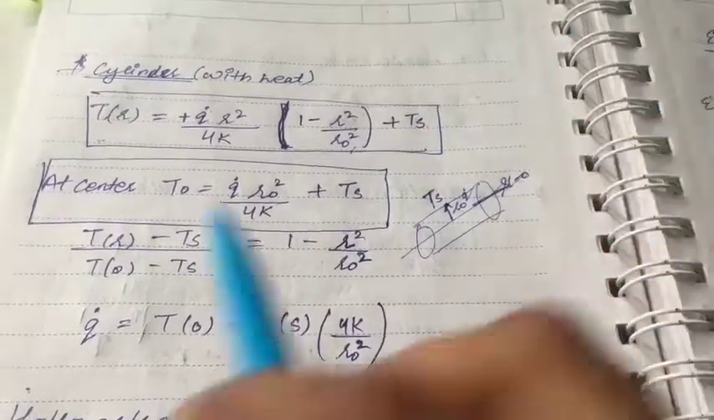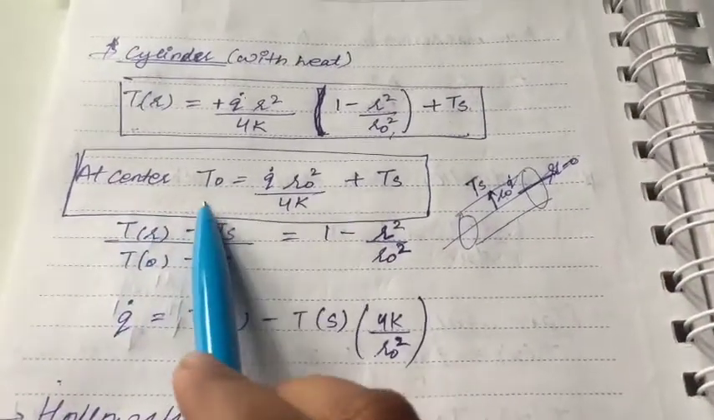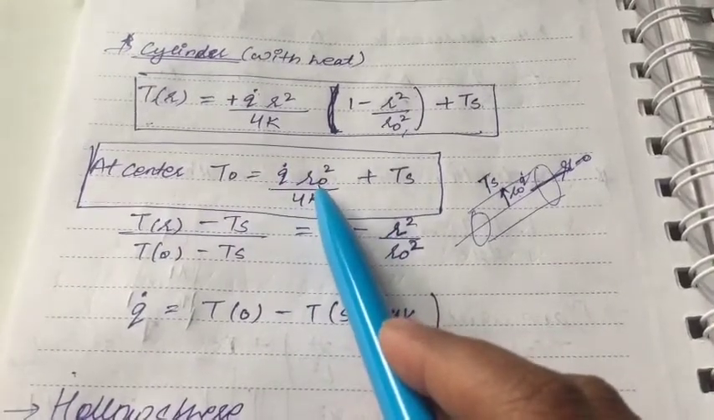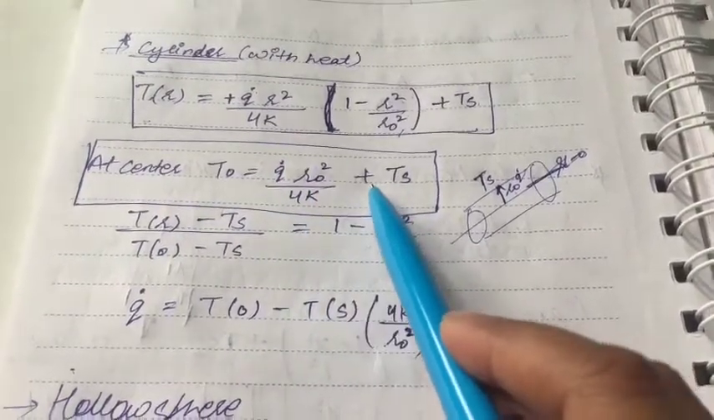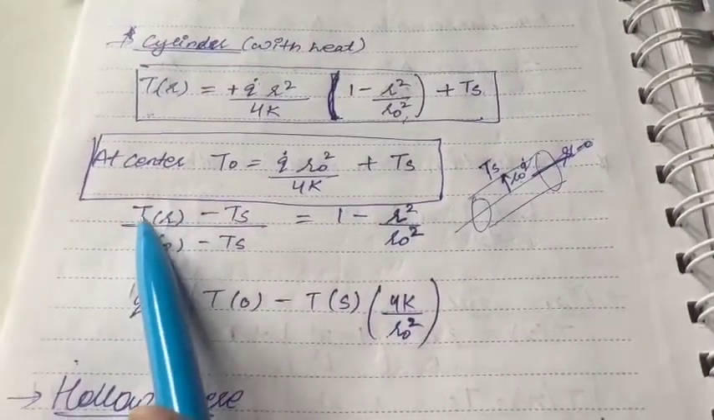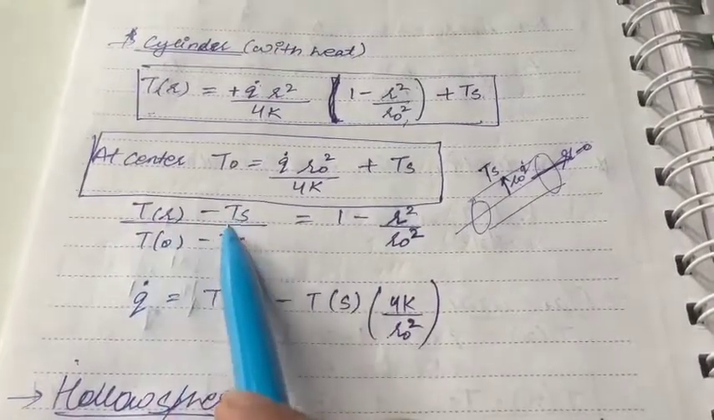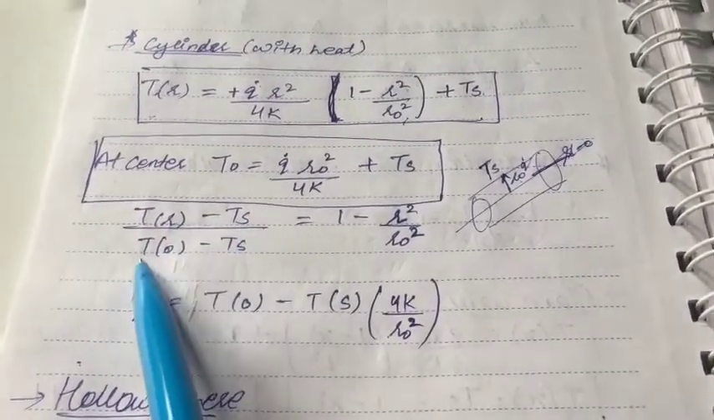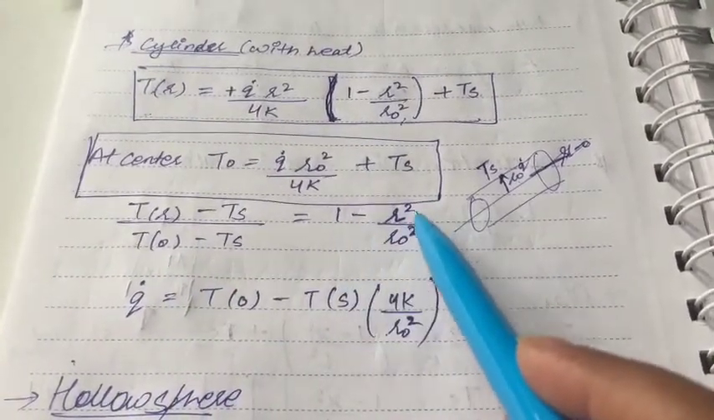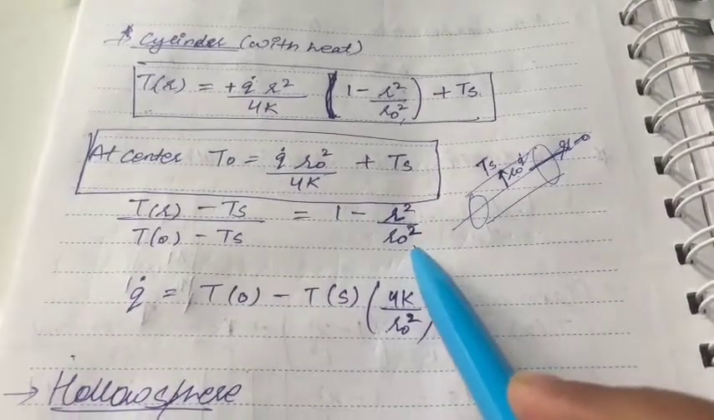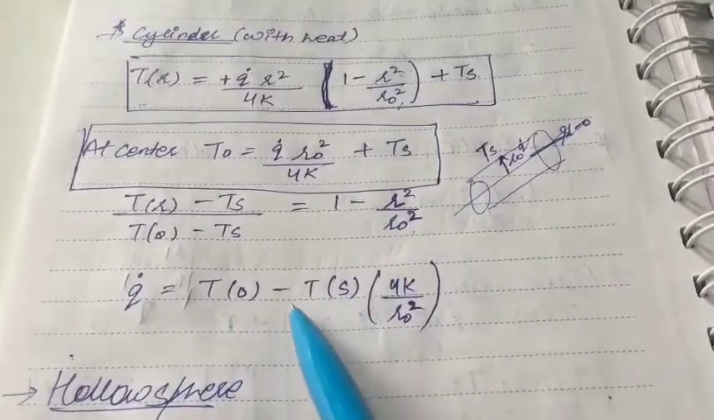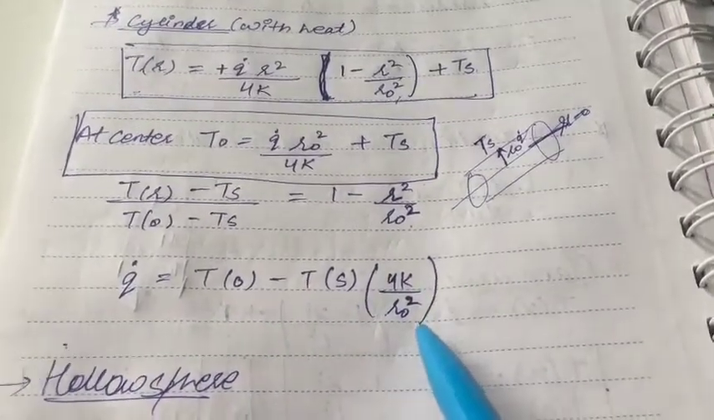temperature at surface. So to calculate temperature at center, T naught would be Q dot R naught square upon 4K plus temperature at surface. So temperature at radius R minus temperature on surface, upon temperature at center minus temperature at surface, is equal to 1 minus R square upon R naught square, and Q dot would be temperature at center minus temperature at surface into 4K by R naught square.